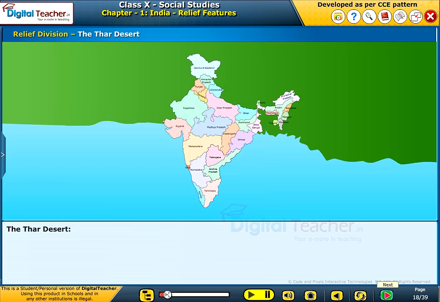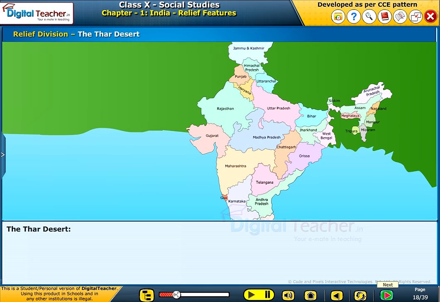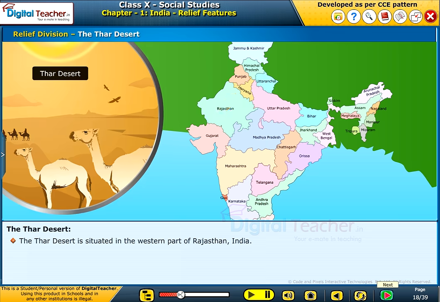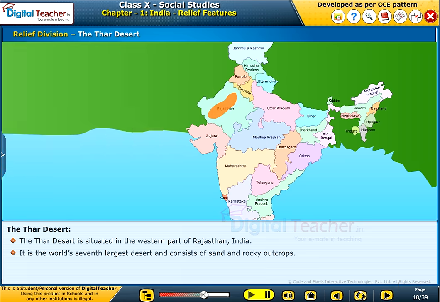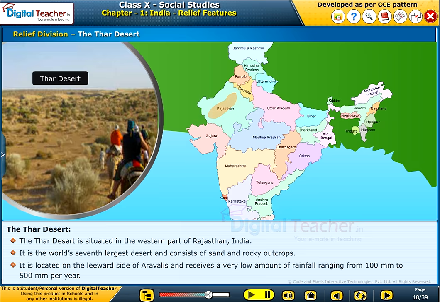Now, let us know about the Thar Desert. The Thar Desert is situated in the western part of Rajasthan, India. It is the world's seventh largest desert and consists of sand and rocky outcrops. It is located on the leeward side of Aravallis and receives a very low amount of rainfall ranging from 100 to 500 mm per year.